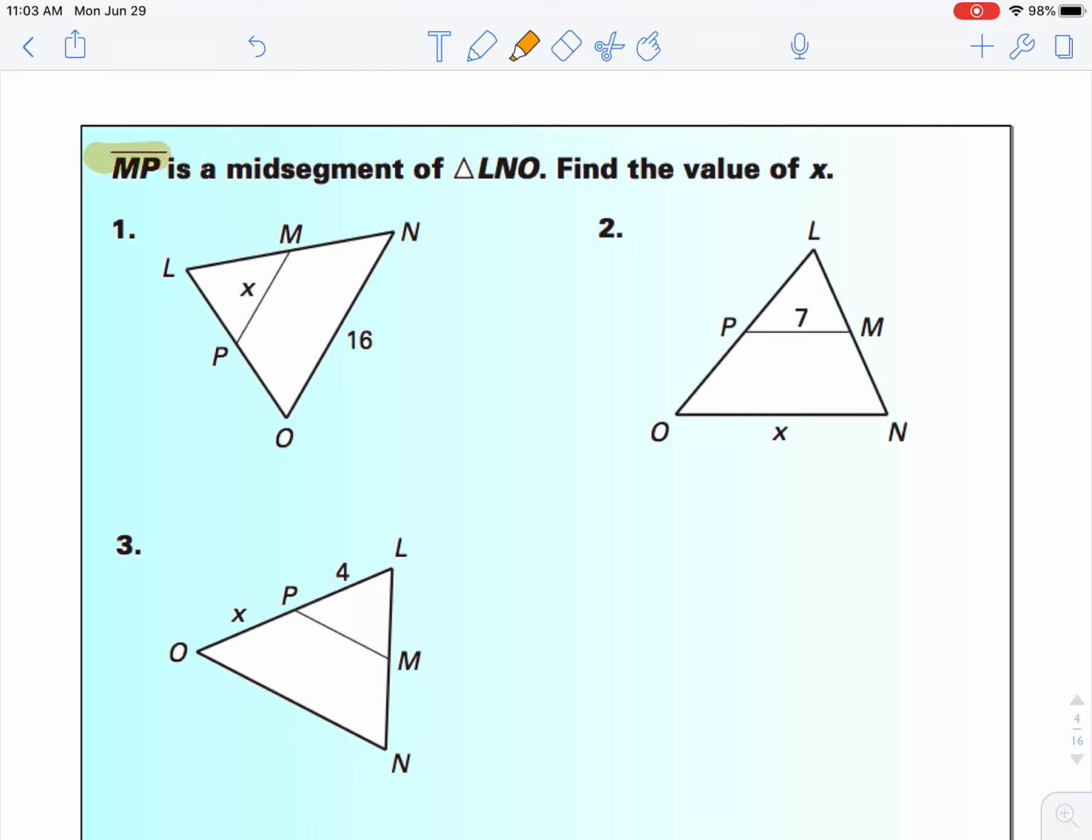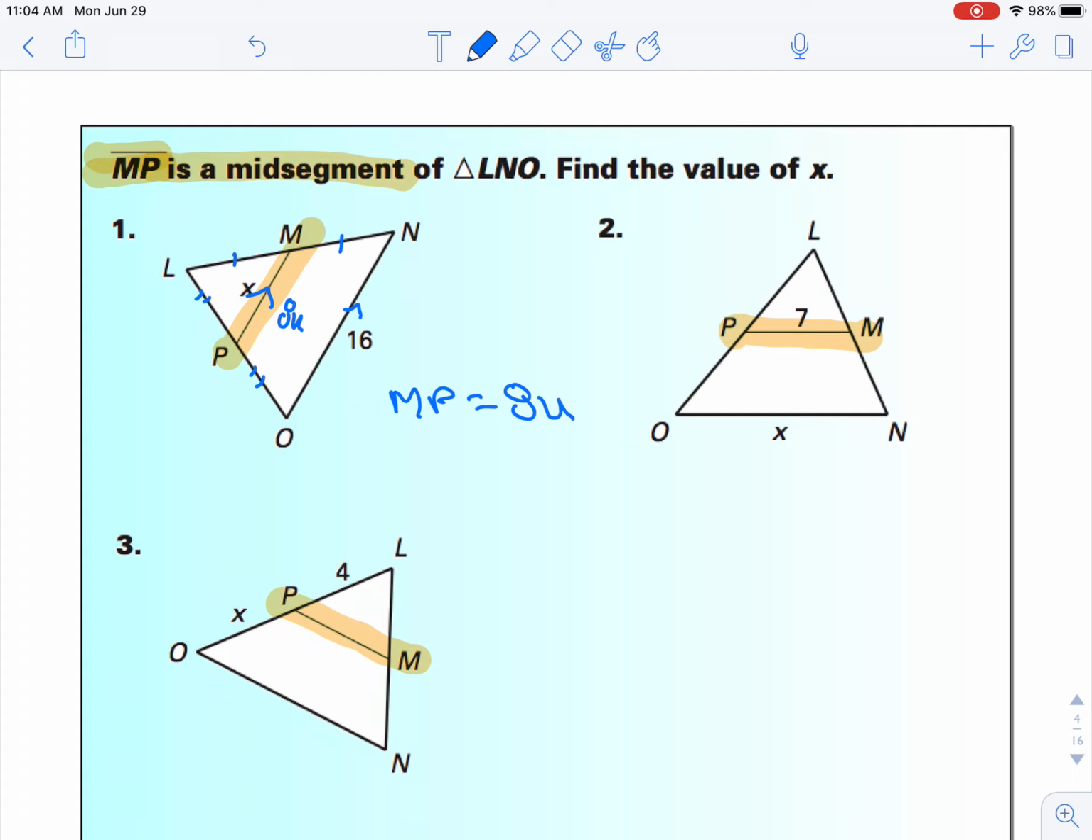It tells us right here that MP is a midsegment of triangle LNO. So here is MP. We know that is a midsegment. They didn't show it by the markings on the triangle, but now we know that. Because it's the midsegment, what we know is that this will be parallel and this will be the same because these two are midpoints. So we already know that about the lengths. But we also know that the midsegment is half as long as the side that it's parallel to. So that makes this 8 units. So MP is 8 units.